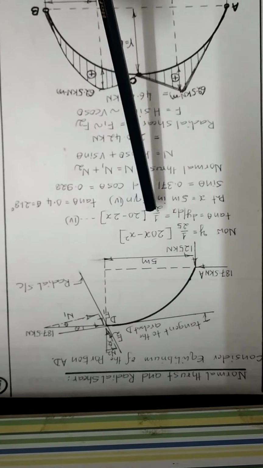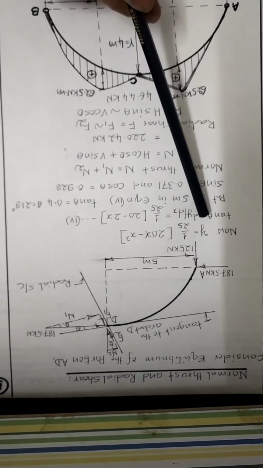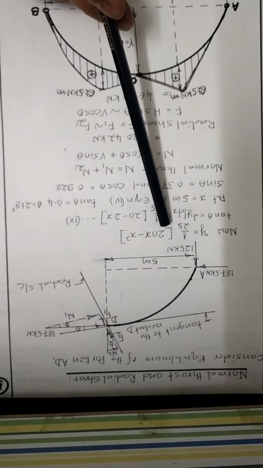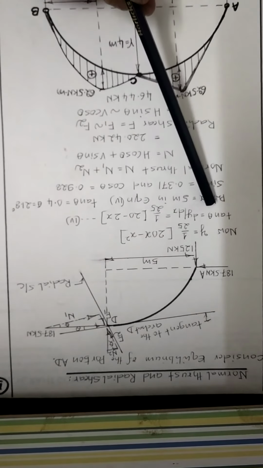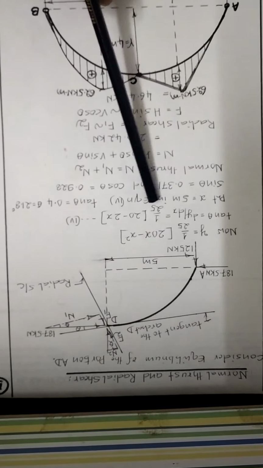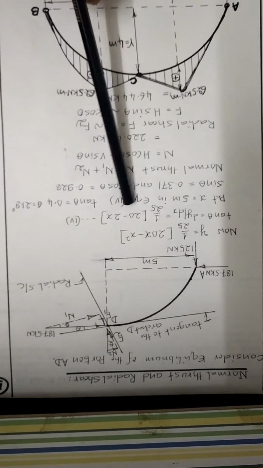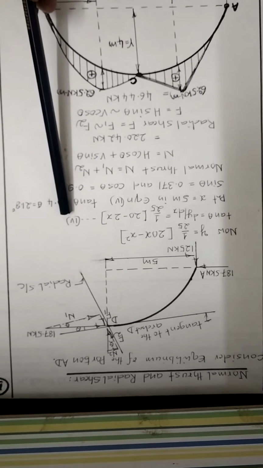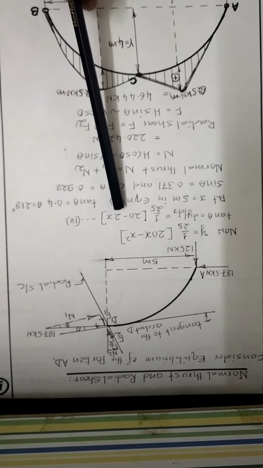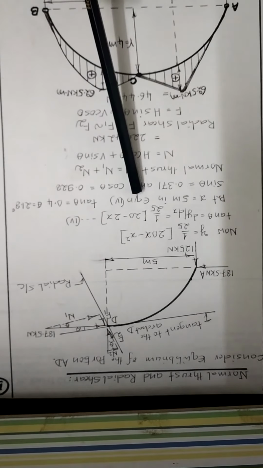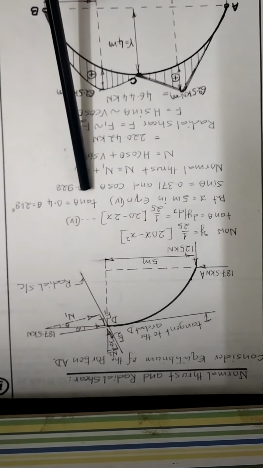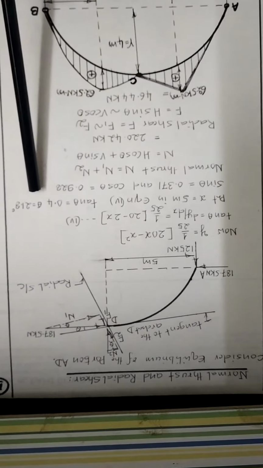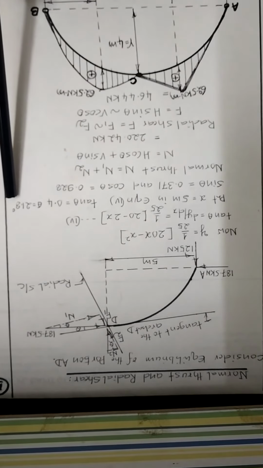Now in the case of a symmetrical parabolic arch, the ordinate equation is given by y equals 1 by 25 into (20x minus x squared). Differentiate this equation with respect to x. That is given by tan theta equals dy by dx, equal to 1 by 25 into (20 minus 2x). Call this equation number 4. To obtain the value of tan theta, put x equal to 5 meter in this equation. Tan theta works out to be 0.4, and theta becomes 21.8 degrees.